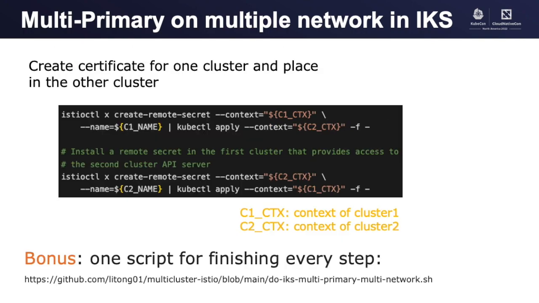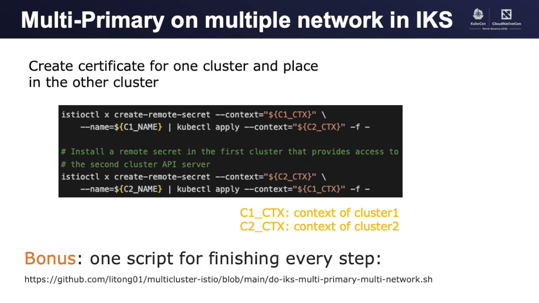After that, you want to create the certificate for one cluster and place it into the other cluster. So this way, one cluster's control plane will treat the other cluster's control plane as a remote cluster. This step is very important. Doing this will allow the control plane from each cluster to be aware of the other control plane. So this is how we set up multiple primaries.